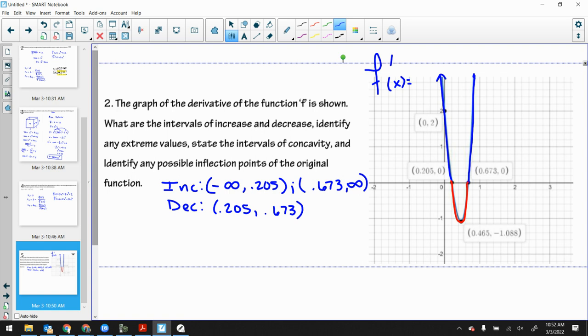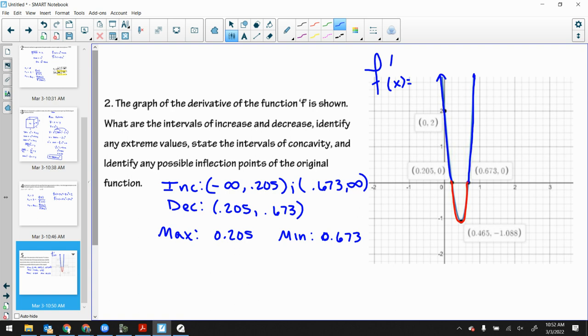Okay, those are intervals of increase and decrease, which means that I can now talk about maximum and minimum values. There's one of each. So my maximum value is at, now which one? This is going from increase to decrease, so a maximum value here at 0.205. Therefore, this is a minimum value because it's going from decrease to increase. Minimum value at 0.673. So that's intervals of increase and decrease and extreme values.